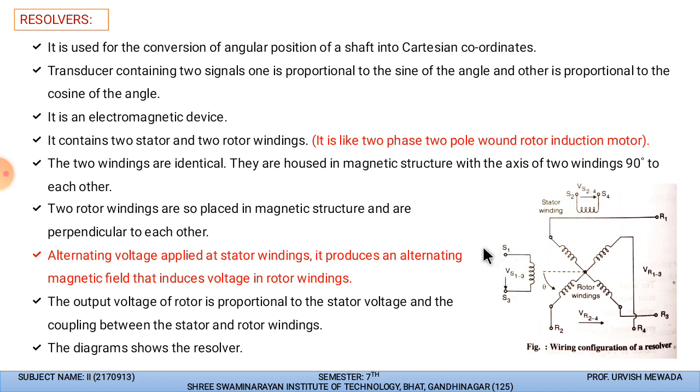the alternating supply, and as we give alternating current to the coil, the coil will produce the EMF, or we can say it produces the flux. And in the magnetic field we place the rotor conductor or rotor winding, both at 90 degrees to each other, and when it rotates, it will produce the output due to the cutting action of magnetic lines of force. So this is the diagram of the resolver.